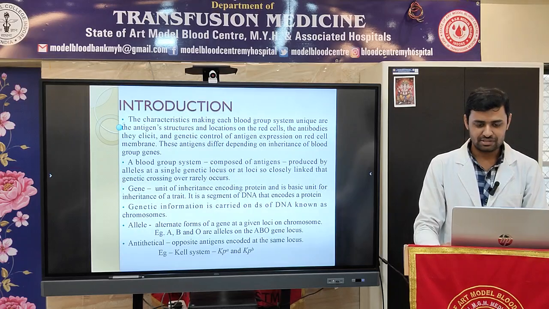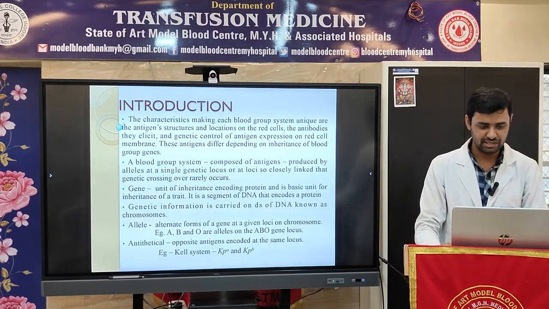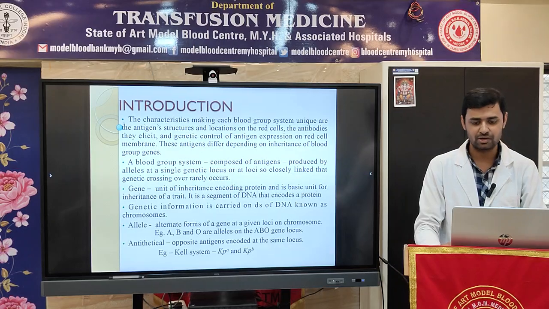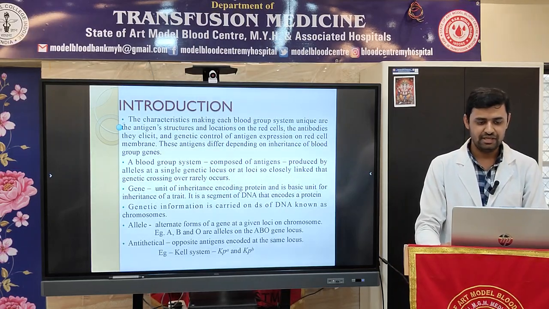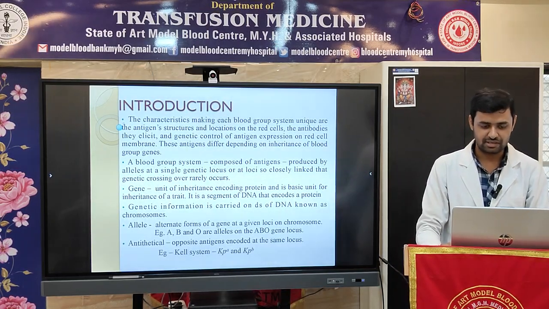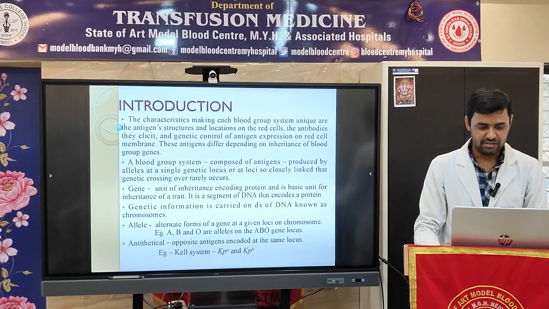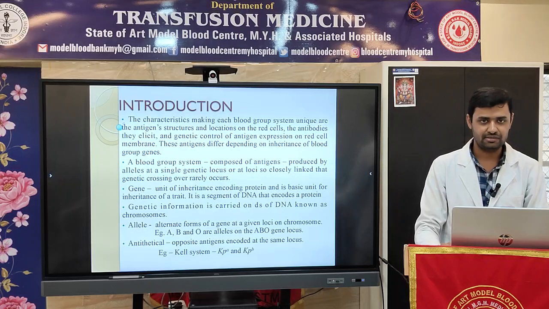What is a blood group system? It is composed of antigens which are produced by alleles at a single genetic locus or at loci so closely linked that genetic crossing over rarely occurs. What is gene? It is a unit of inheritance encoding protein and its basic unit for inheritance of a trait.